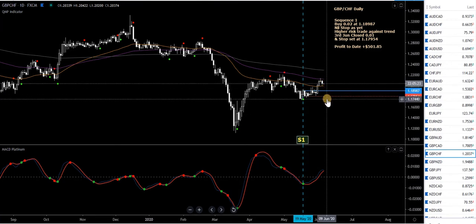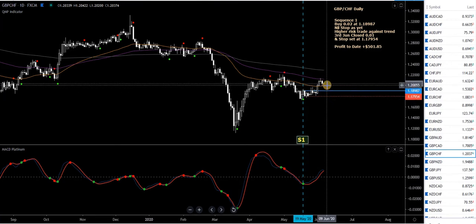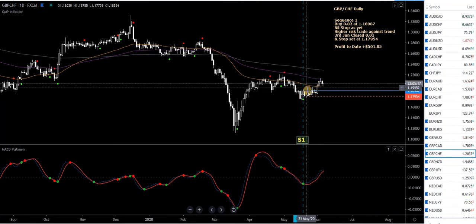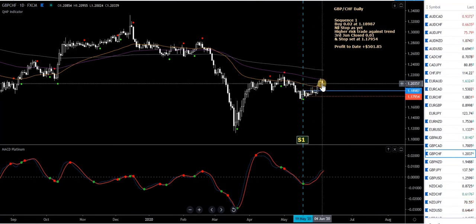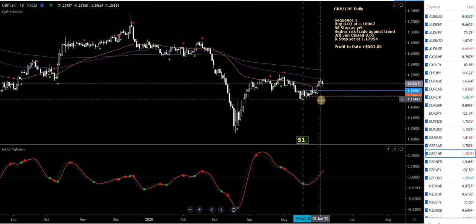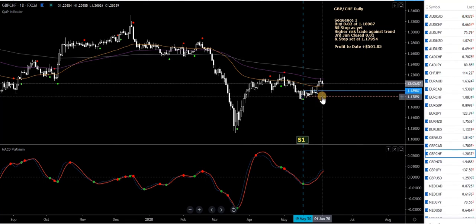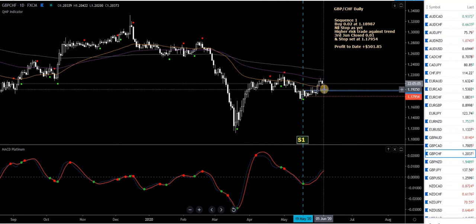If it rolls over and takes my stop out, overall I'll still be either break even or small profit on this trade. If I do get a red dot on the MACD platinum or a red dot on the QMP filter and price is still above my entry level, I'll bring my stop up just to the entry level or just above it.